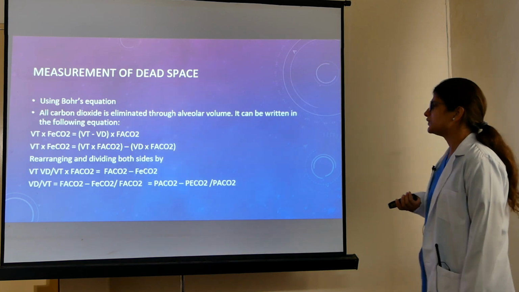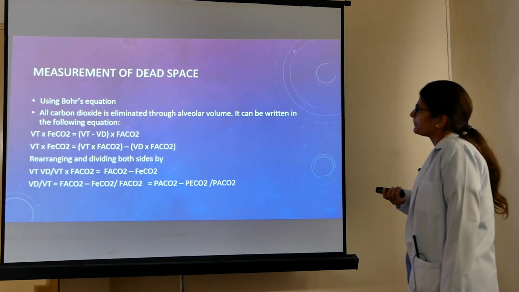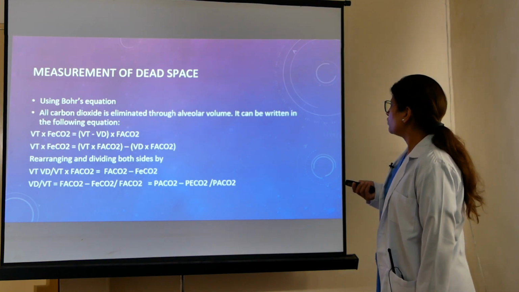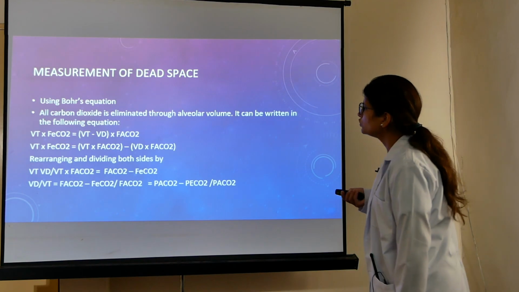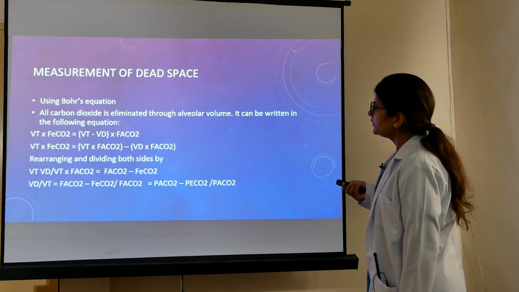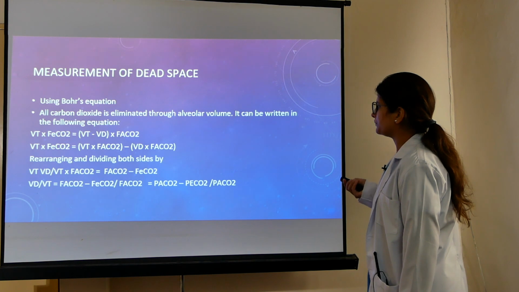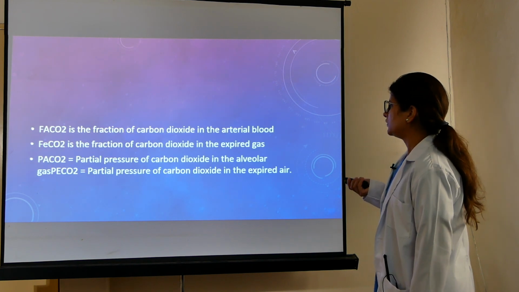Now, how do we measure the dead space? There is the equation, Bohr's equation. All the carbon dioxide is eliminated through alveolar volume, so it should be written as VT times the fraction of carbon dioxide in expired air equals tidal volume minus dead space, multiplied by the carbon dioxide in the arterial gas. Now, by rearranging this formula, we can get the dead space.